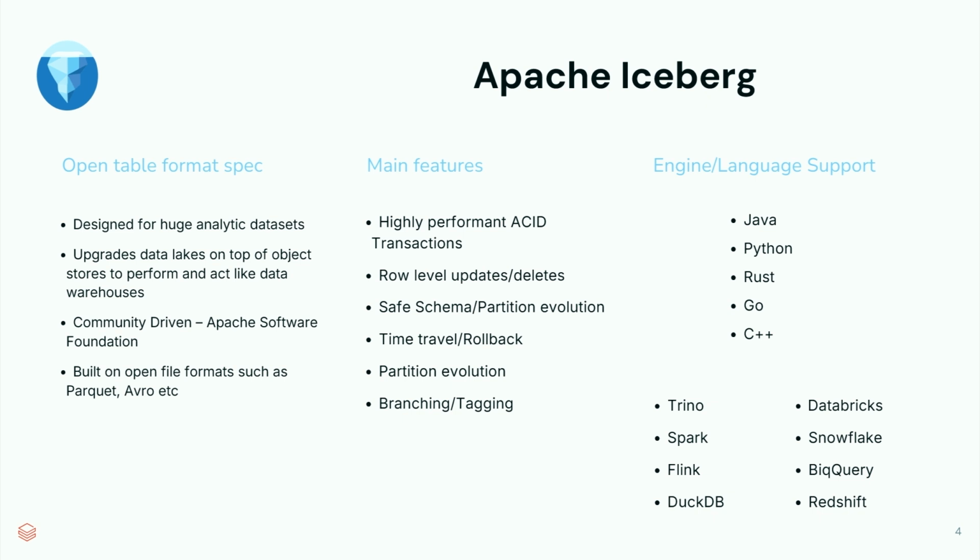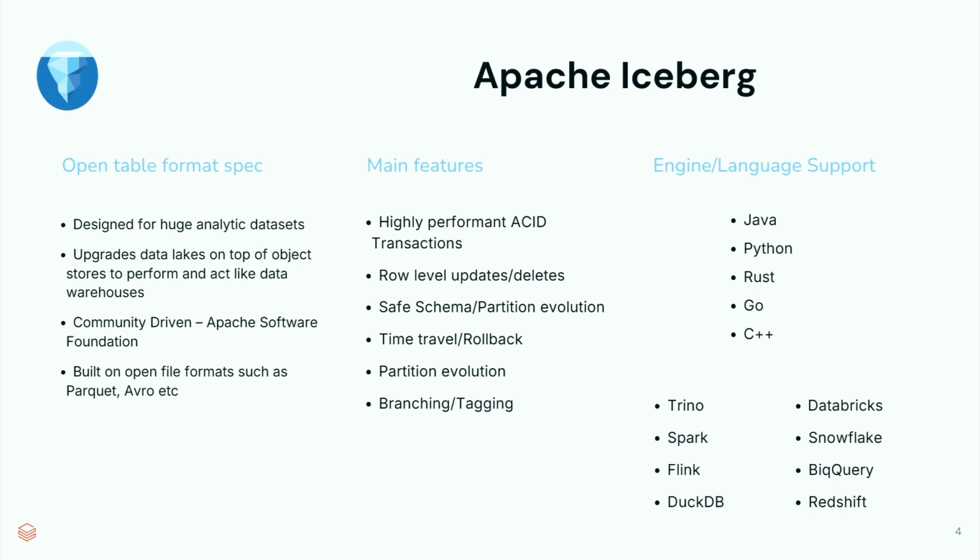So Iceberg, as you all know, is an open table format spec designed for huge analytic data sets. Basically, it's a spec for how to lay out metadata files and data files in a data lake and make it act like a data warehouse, right? And the advantage of it is it's all community-driven. It's owned by the Apache Software Foundation, and it's built on technologies that themselves are owned by the Apache Software Foundation, like Parquet, Avro, et cetera. And with Iceberg, you get all these really cool features for a data warehouse, like highly performant ACID transactions, row-level updates, deletes, safe schema and partition evolution, rollback, et cetera.